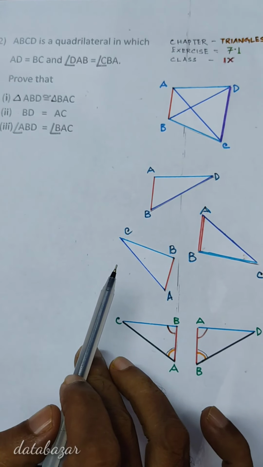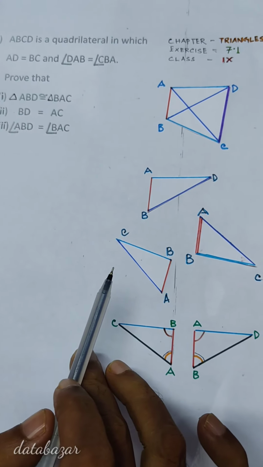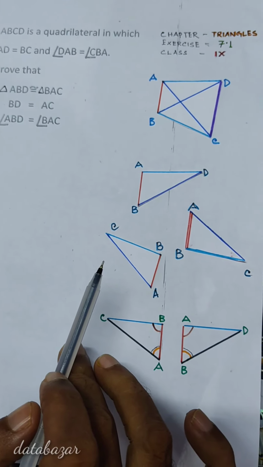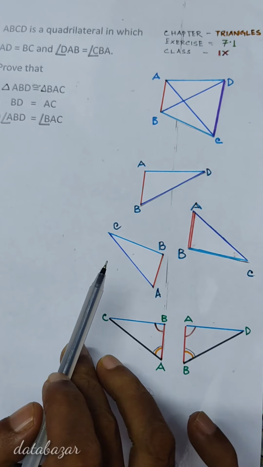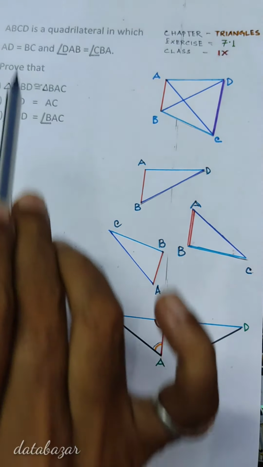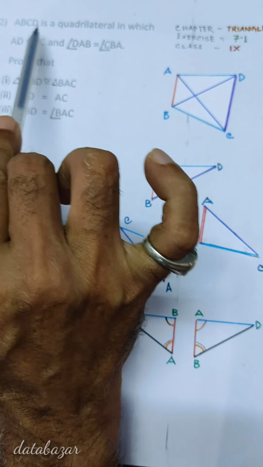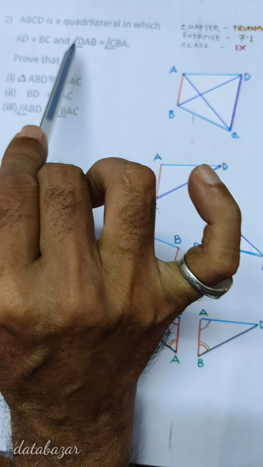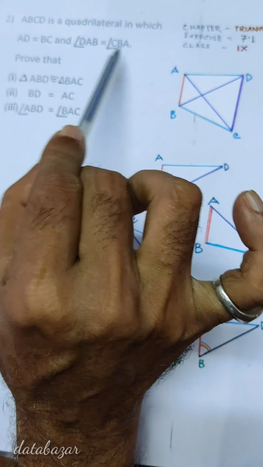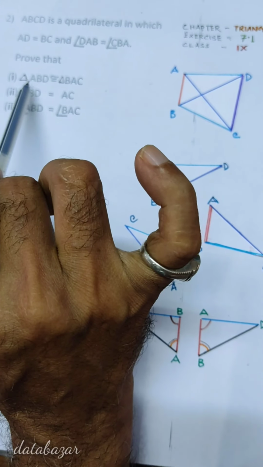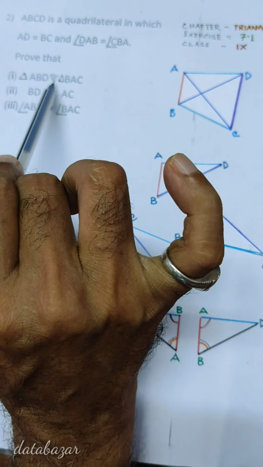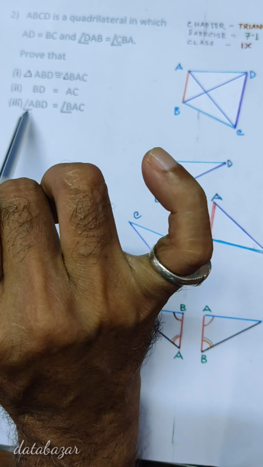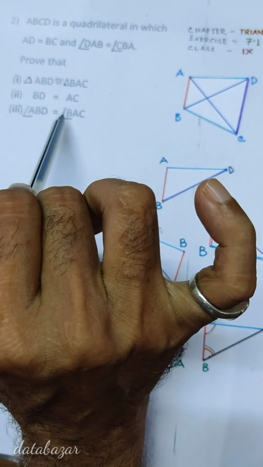Today I am going to solve question number 2 of exercise 7.1 of the chapter Triangles of class 9 CBSE syllabus. The question given is: ABCD is a quadrilateral in which AD is equal to BC and angle DAB is equal to angle CBA. Prove that triangle ABD is congruent to triangle BAC, BD is equal to AC, and angle ABD is equal to angle BAC.